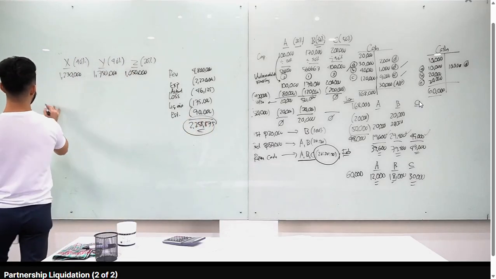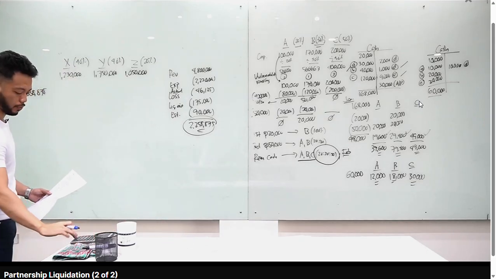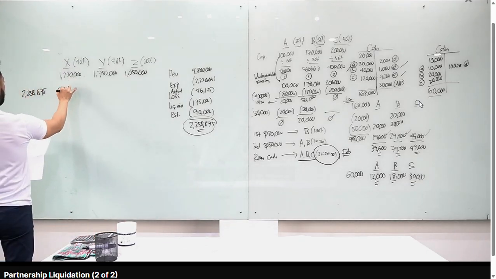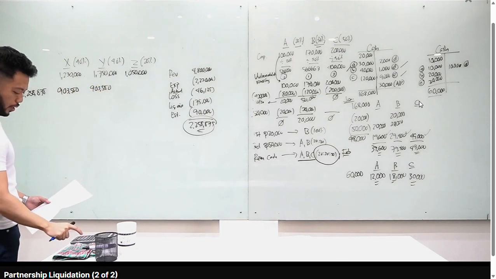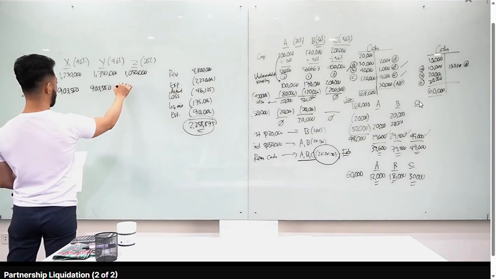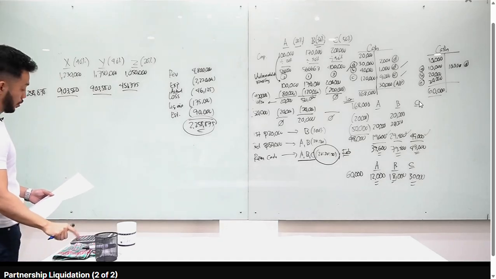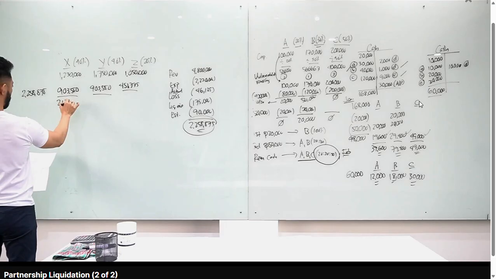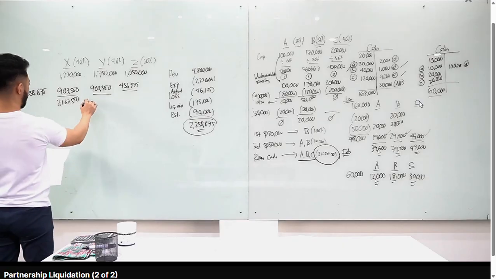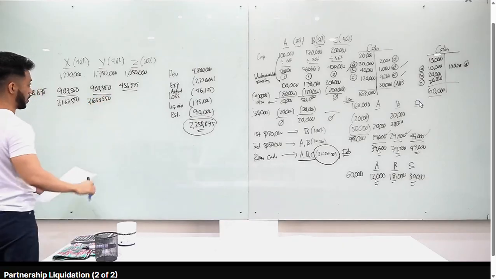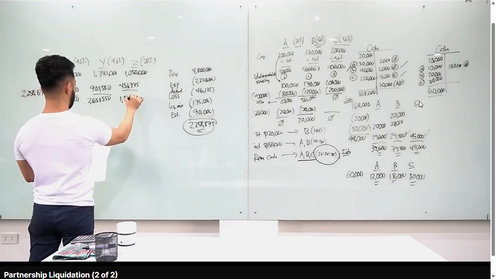Allocate ko muna yan. Ayan. So, positive yan. 2,258,875. Multiply ko by 40%. Times 0.4, you have 903,550. For partner X, 903,550. For partner Y, 2,258,875 times 20%, 451,775. Alright? So, computin natin yung balances. Si X, 1,230 plus 903,550, 2,133,550. For partner Y, 1,750 plus 903,550, 2,653,550. And then partner Z, 1,050,000 plus 451,775, 1,501,775. Okay.